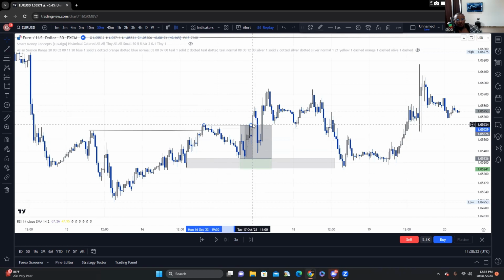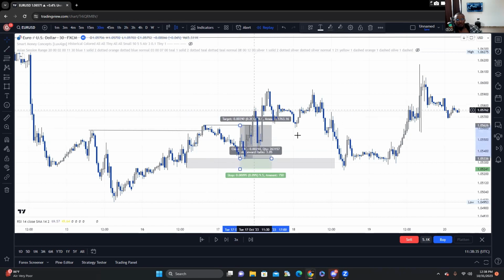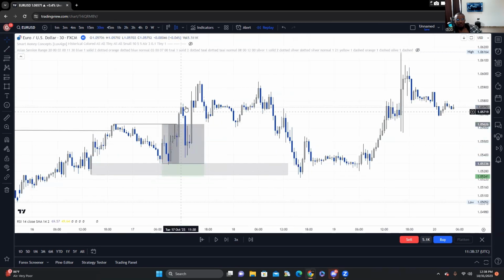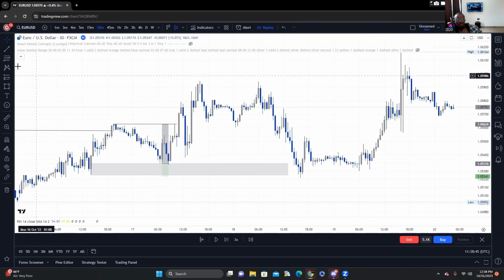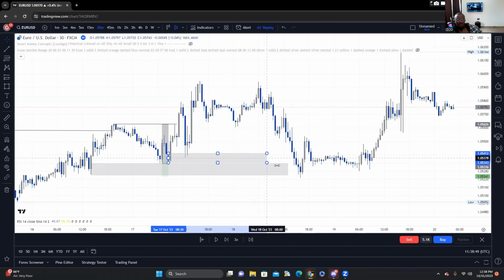That's now making a break of structure, right? Putting this high. So this high now, you also find the demand zone that caused this break of structure. This is there, and this is that zone right here. Let's shift this now. So that's one trade. So we have this zone right here.